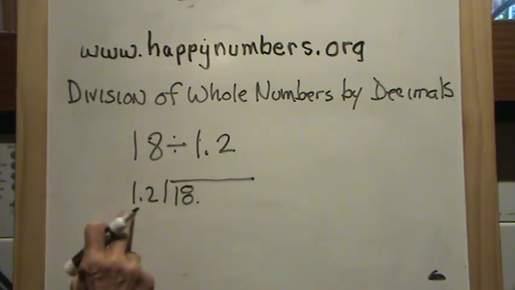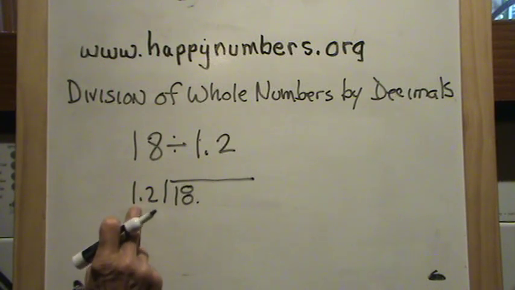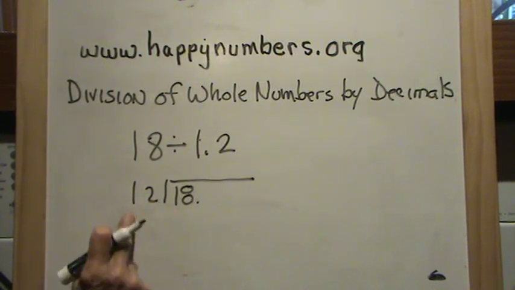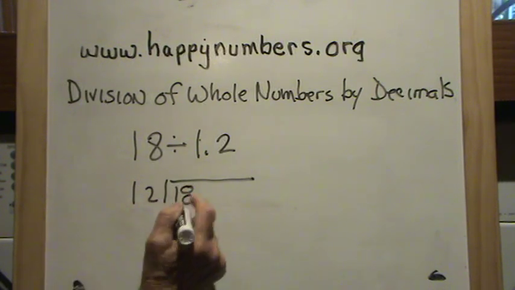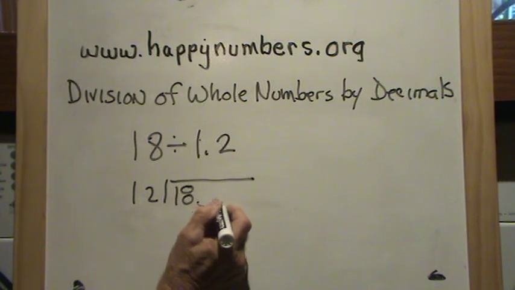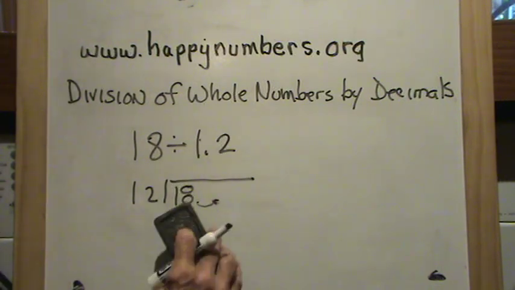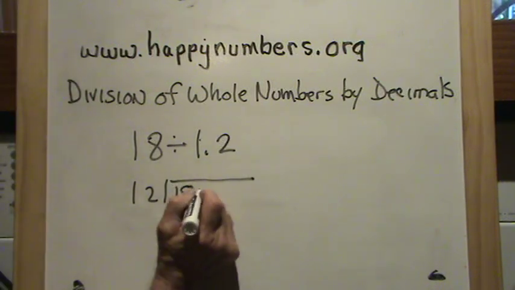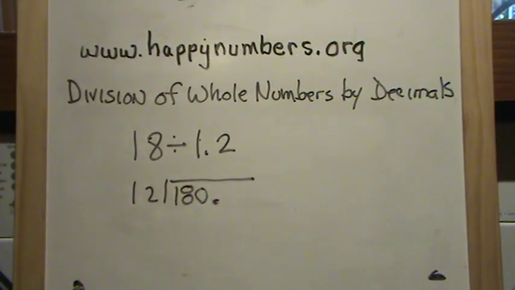We know the divisor has to be a whole number. So we have to move it 1 place. We move it to here, and since it's a whole number, we don't write it. And if we moved it 1 place here, we have to move it 1 place here so that it becomes there. And we have to put a 0 in there to fill it. And now we do our division.